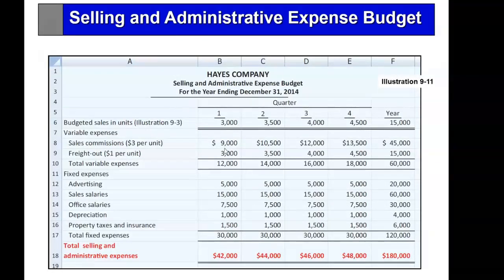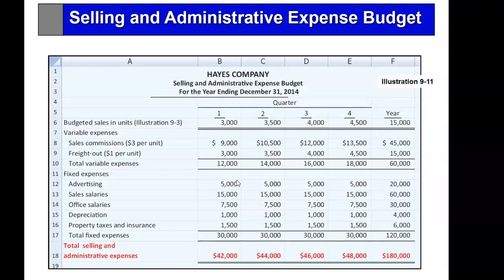And for selling and admin, we're combining those two. And we're saying, okay, the variable cost of selling and admin is $3 per unit sold. So that's 9,000. $1 per unit sold, 3,000. So there's your variable costs. And your fixed costs remain fixed. And the fixed cost here, of course, is advertising. Now, a lot of people think advertising is a variable cost, especially if you're in a marketing business. It's not, it's a fixed cost. Sales salaries are fixed, office salaries, depreciation, property taxes, and so on. And there's your selling and admin.